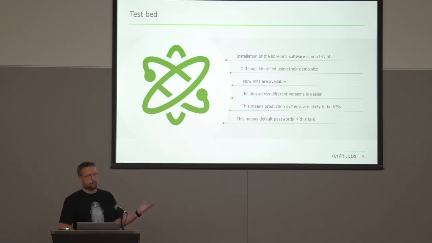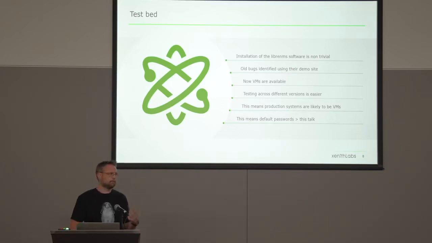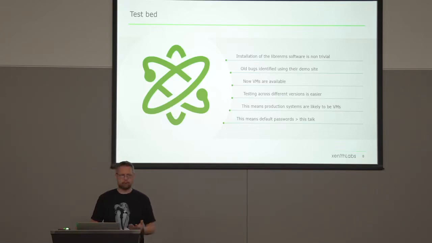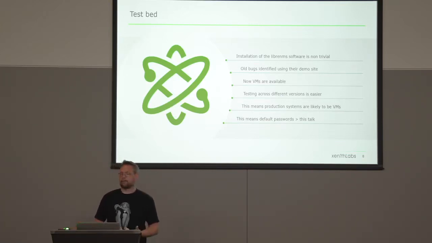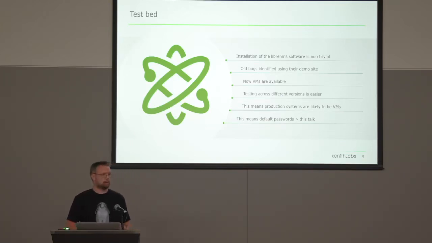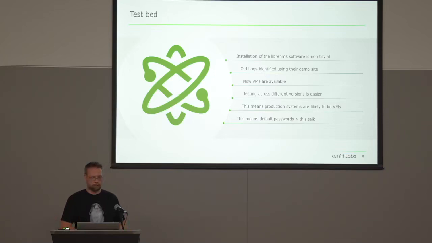However, they now have VMs available. They have multiple VMs published for every release that they do. That means that testing across different versions is easier. You just download the VM, you spin it up, and you can start testing. It also means that production systems are likely to be VMs, because why go through the hassle of installing when you can just download the image, expand the disk, give it some more RAM, more cores, off you go.